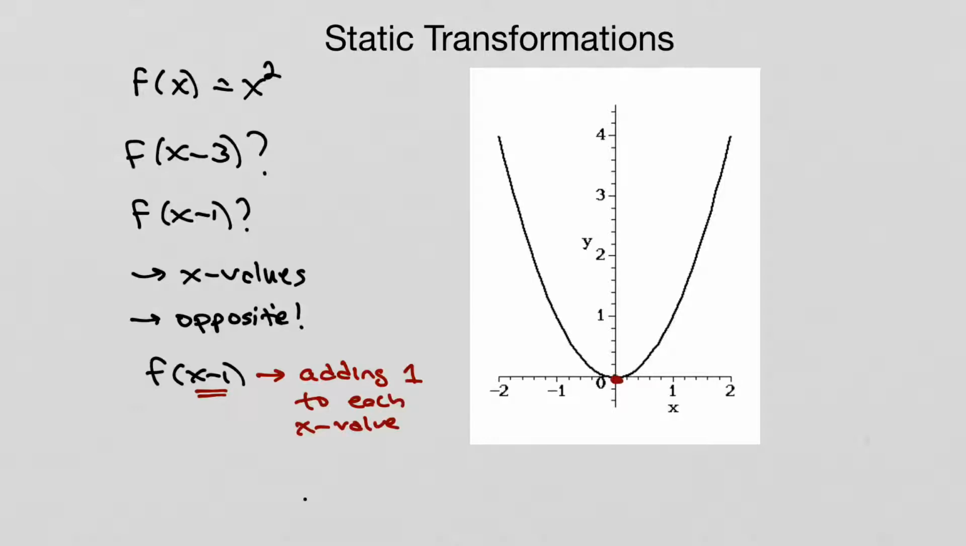So this point right there, that is 0, 0, that's going to get shifted over here to the point 1, 0. Okay. This point 1, 1 that's on my graph, that's going to get shifted over here to the point 2, 1. And this point negative 1, 1 right there, that's going to get shifted over here to that point 0, 1. And then I can sketch my parabola like this.